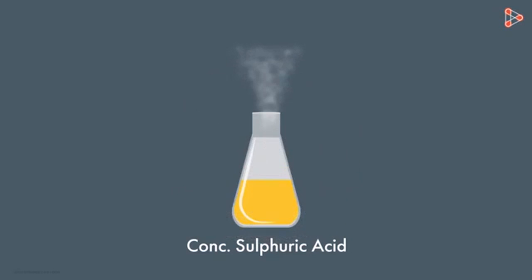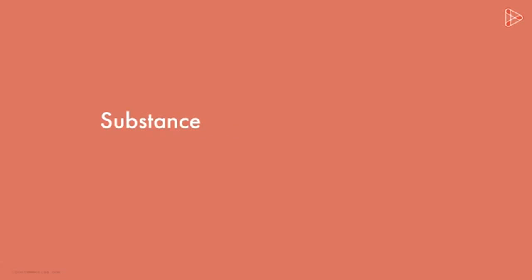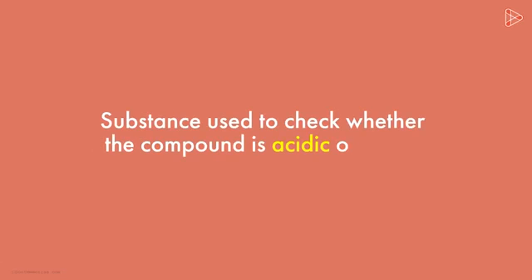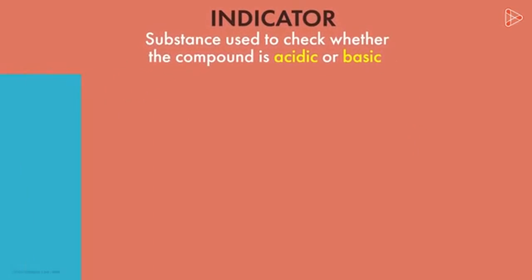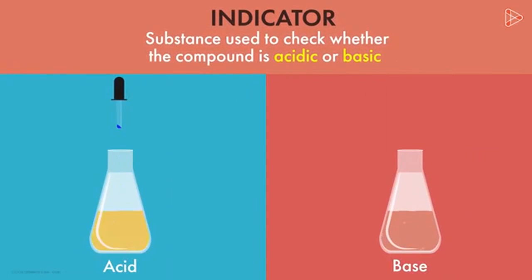There has to be a way to figure it out. The solution has to undergo a few tests. The substance used to check whether the compound is acidic or basic is called an indicator. The indicators indicate by changing their colors. Indicators, when added to acids or bases, show a change in color. That is how it becomes convenient for us to find out whether the compound is acidic or basic.